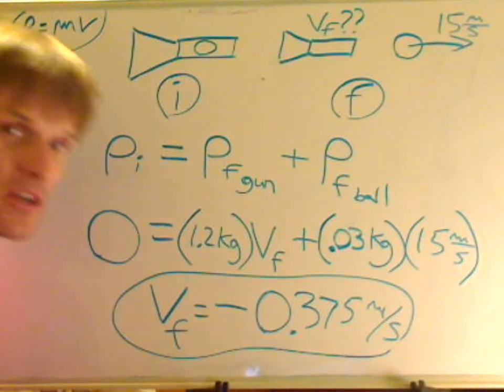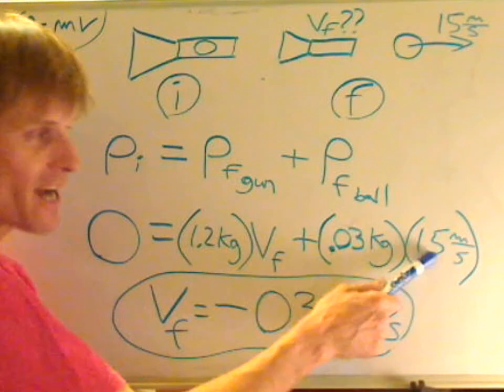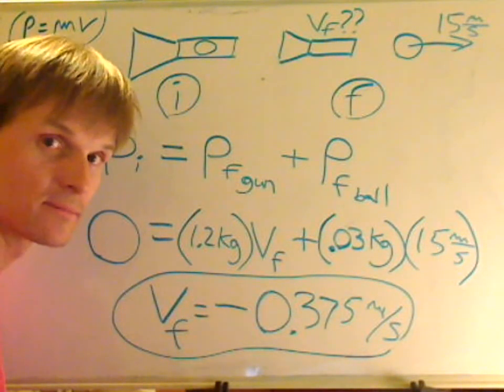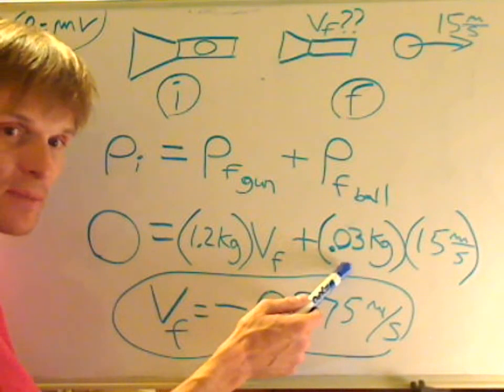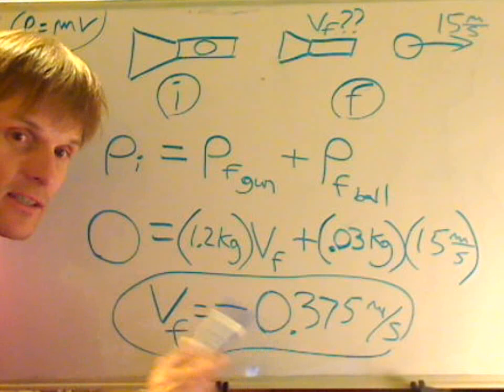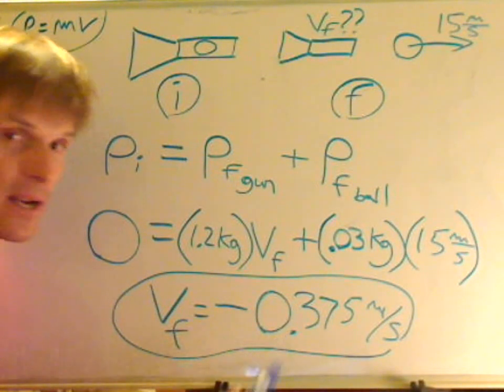So you can imagine with a more powerful gun, you're launching bullets at much faster than 15 meters per second. You're talking hundreds of meters per second. Bullets are way less massive than this, but not a whole lot less. So you can imagine the recoil in a real gun is considerably larger than this number right here.